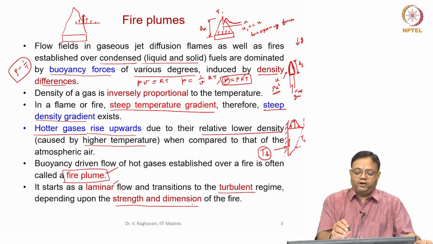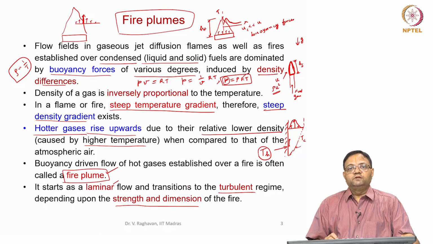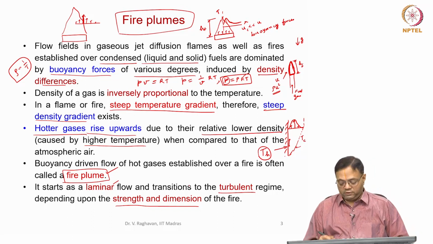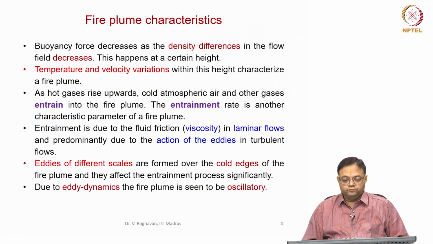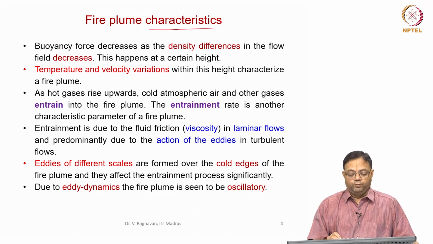So, the fire plume is an important feature of a fire, which is the buoyancy driven flow established over the fire, and which is dependent on the strength and dimension of the fire. The fire plume initially can be laminar, but it transitions towards turbulent. We will see some characteristics of fire plume now.